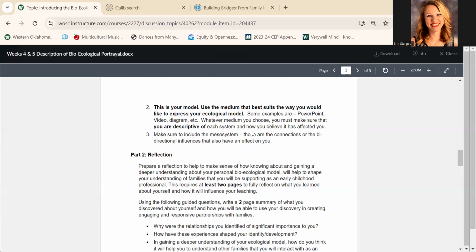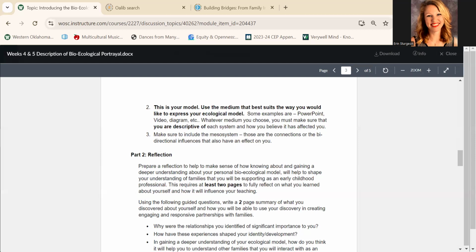Make sure to include the mesosystem. Those are the connections or the bidirectional influences that also have an effect on you. So if we looked at your textbook, all these little lines are the mesosystems, right?